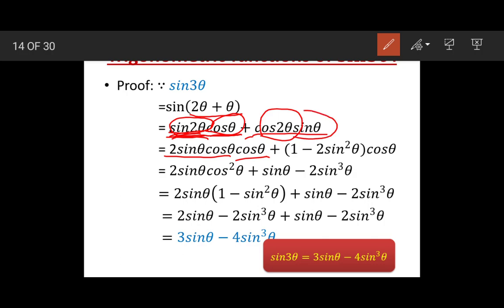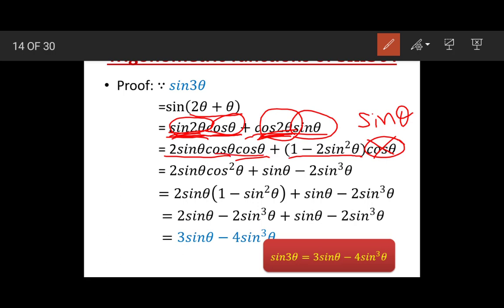Now here see, it is sin, right? So I like to convert this cos 2 theta in sin theta. So cos 2 theta formula will be 1 minus 2 sin square theta. Why? Because I am interested in sin theta. This is by mistake, it should be sin theta, not cos theta. So just check the correction. It is 1 minus 2 sin square theta into sin theta.